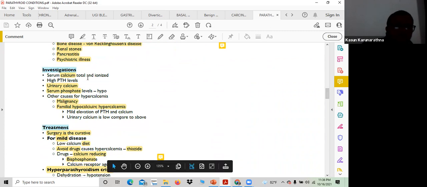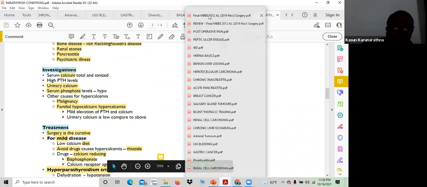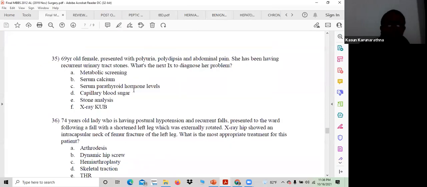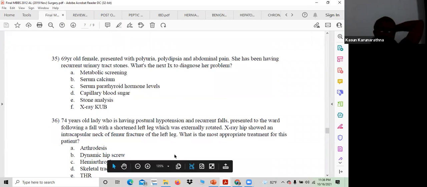And investigate, you do the calcium studies, then go for parathyroid hormone levels, right? The question: what is the next investigation, diagnosis problem? What is your answer? What is the next investigation?